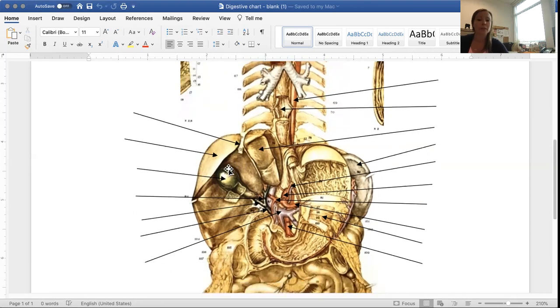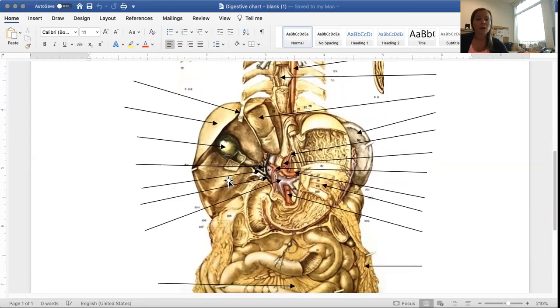Underneath the right lobe of the liver, which has been lifted, is the gallbladder, shown in green. And there are several ducts that carry bile, which are associated with the liver and the gallbladder. This arrow is pointing to the common hepatic duct right here. This arrow is pointing to the cystic duct. And those two ducts unite to form the bile duct right here.